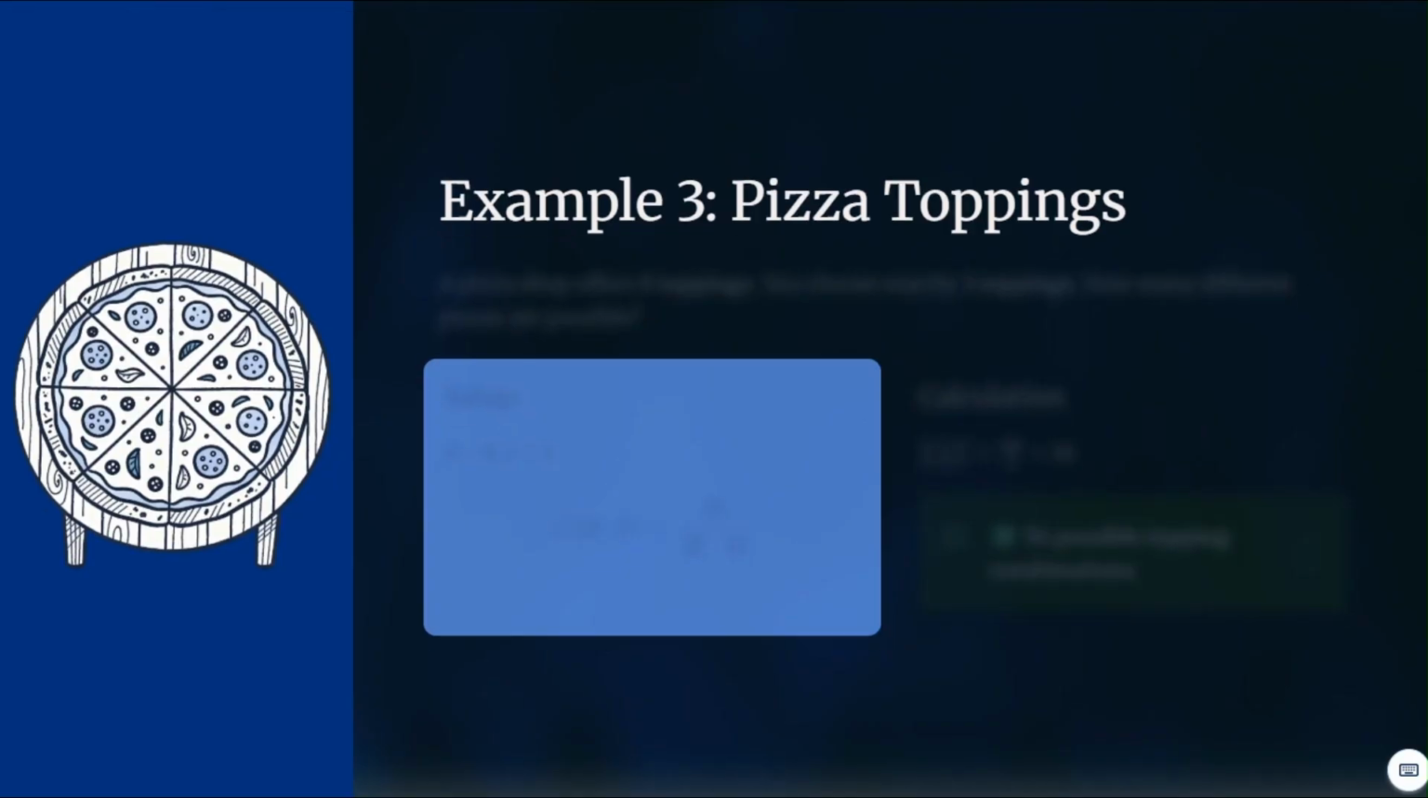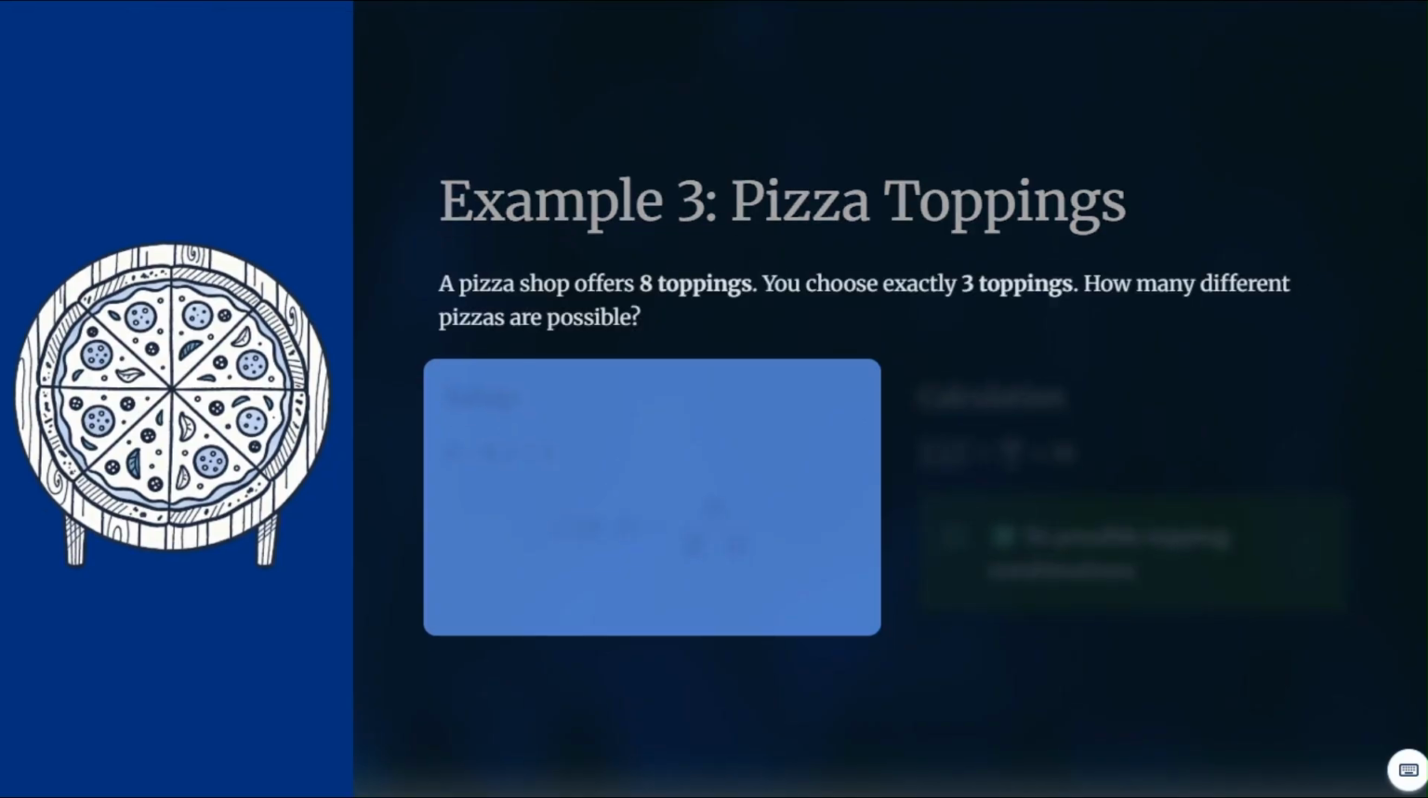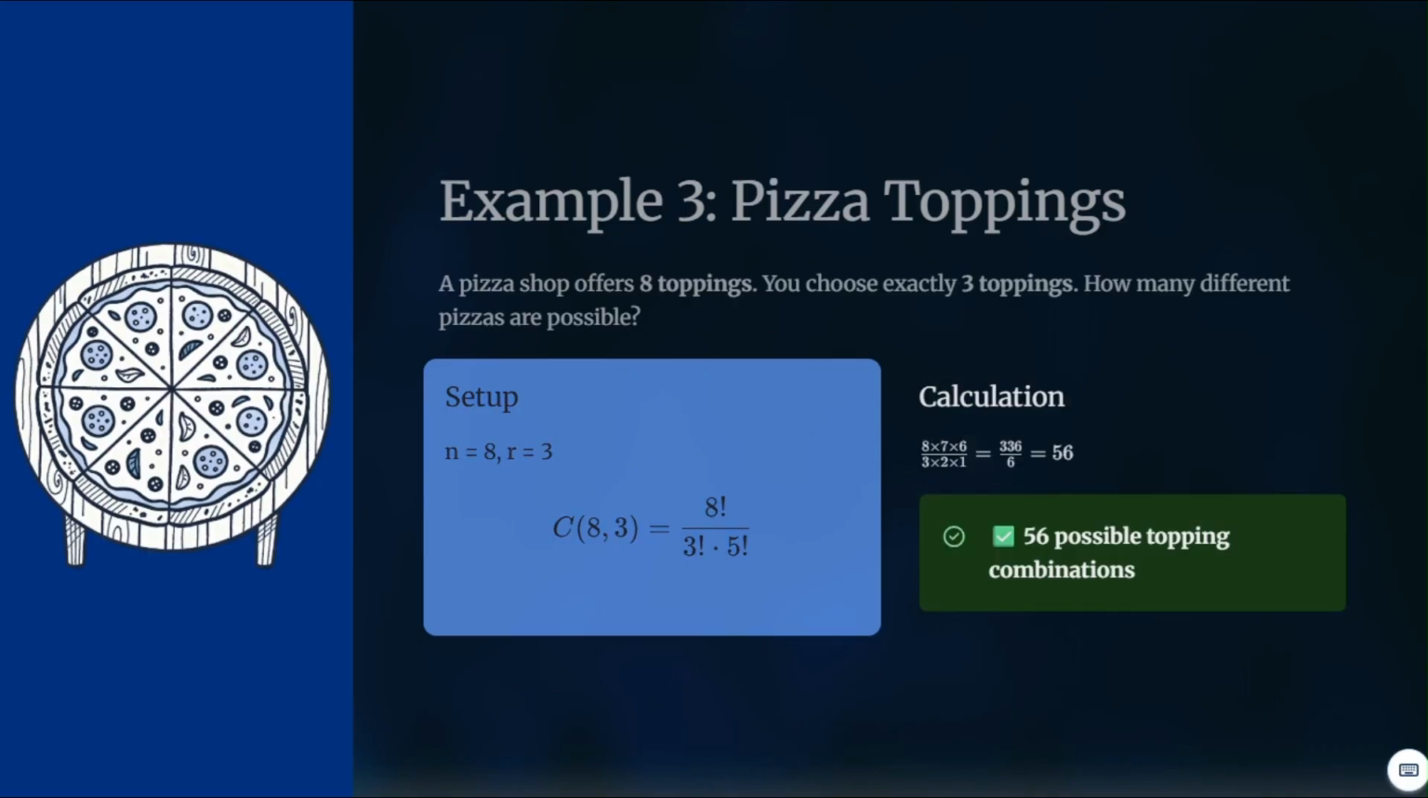Now let's say that you feel like eating pizza today, and the pizza shop offers 8 toppings. You choose exactly 3 toppings. How many different pizzas are possible? Here N equals 8 and R equals 3. So 8 combination 3 will be equal to 8 factorial divided by 3 factorial times 5 factorial. And that will be equal to 8 times 7 times 6 divided by 3 times 2 times 1, which will be 336 over 6, which is 56 possible topping combinations.